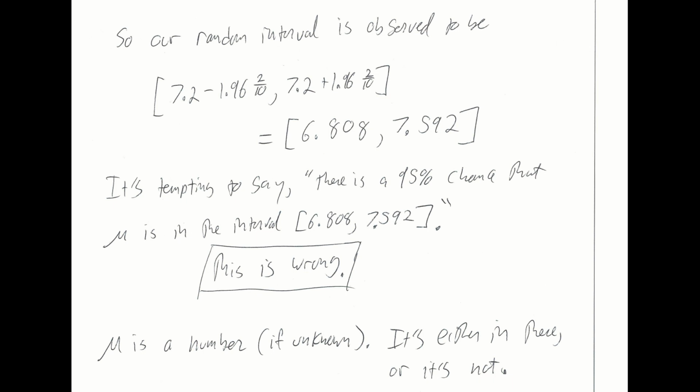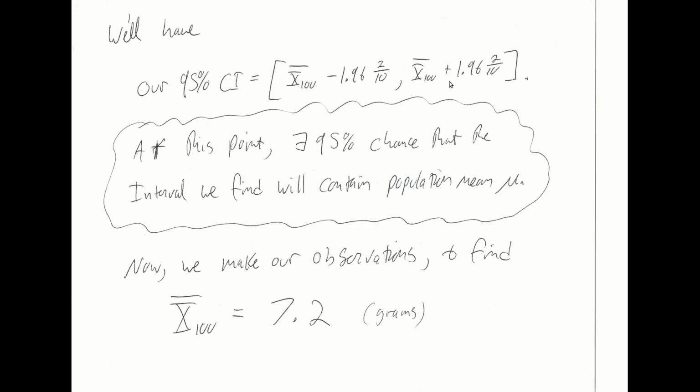So mu is either in that interval or it's not. There is no talk of probability. There are no likelihoods involved. It simply is or is not. Before we had made our observations, when our interval was still random, backing up here one slide, I can say that there is a 95% chance that the interval that I eventually obtain contains the population mean.